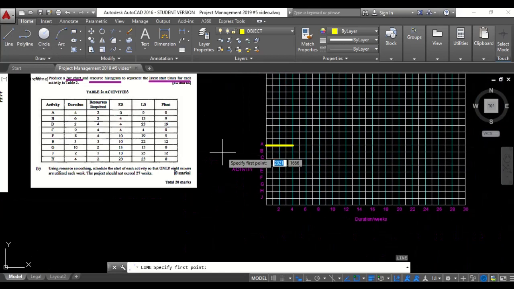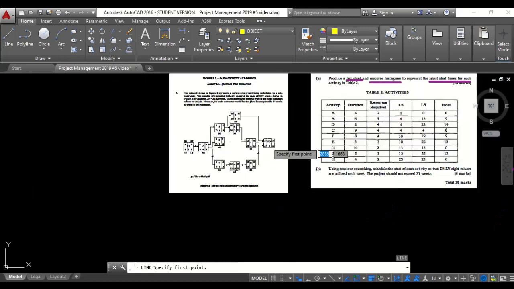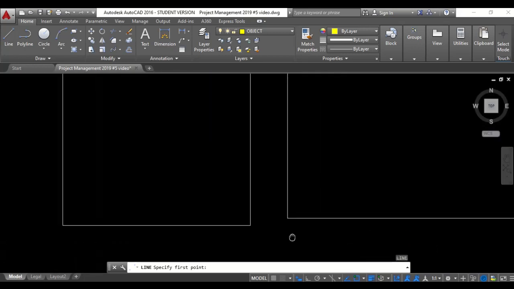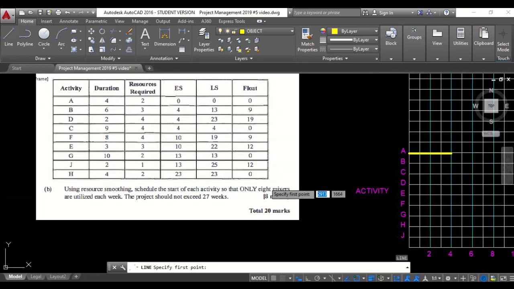Let's look for activity B. Remember that the table is not necessarily in this order, so you have to make sure you're looking and putting in the correct number. So B, another error I saw on the paper is that in the table, the duration for B is 6, whereas on the diagram, the duration for B is 8. However, I'm going to be using the 6 that's in the table as the value. These are little things you have to look out for, but do not let them throw you off.